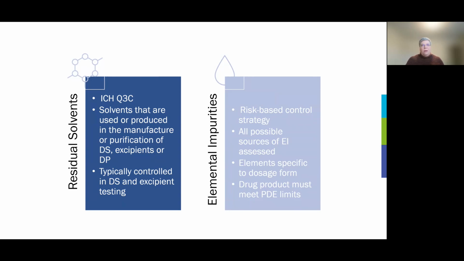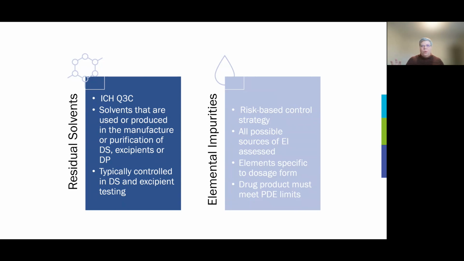Elemental impurities is similar, but a bit different. It is a risk-based control strategy where you do a risk assessment, and you have to look at all possible sources of elemental impurities. And elemental impurities are heavy metals like lead, mercury, arsenic. And so this is based on ICH Q3D, which I think is on there, but you can barely see it.